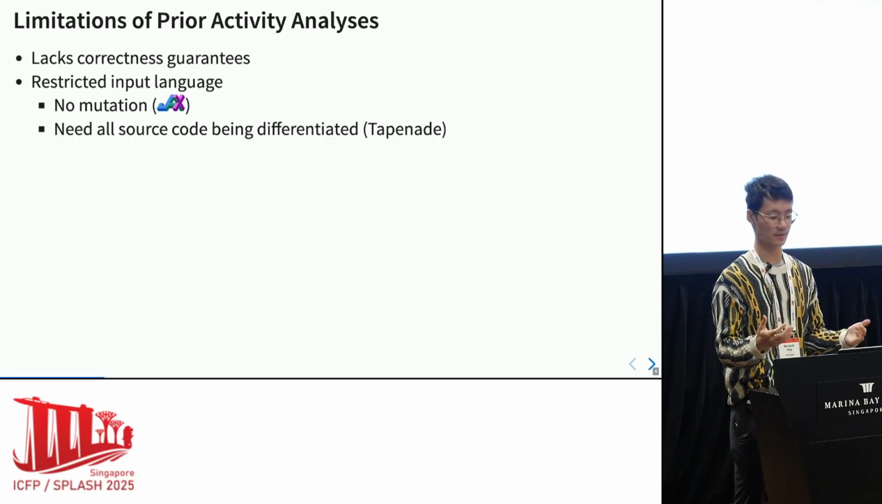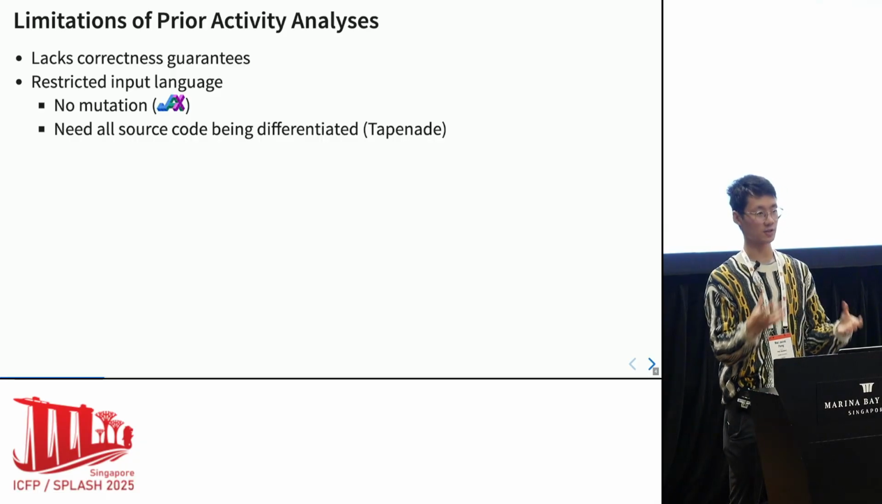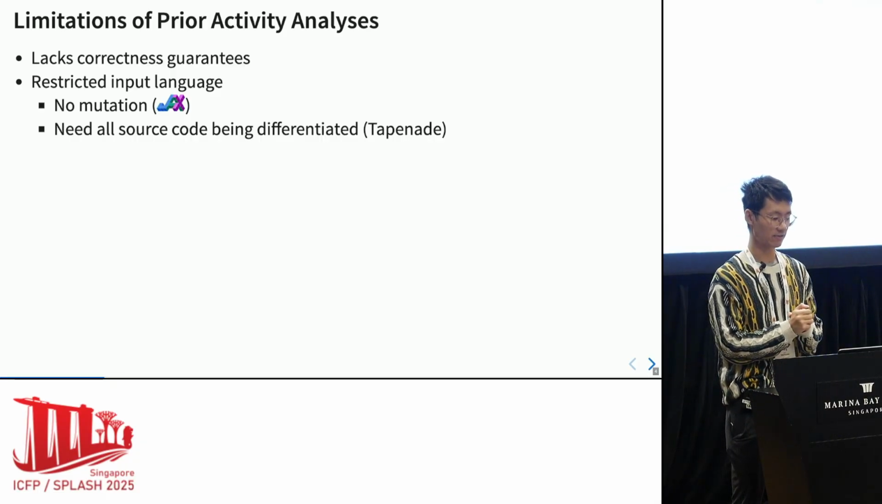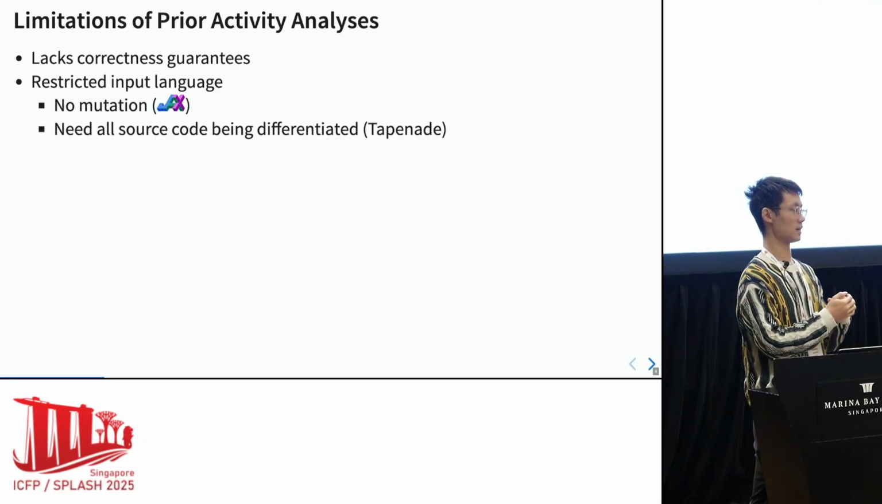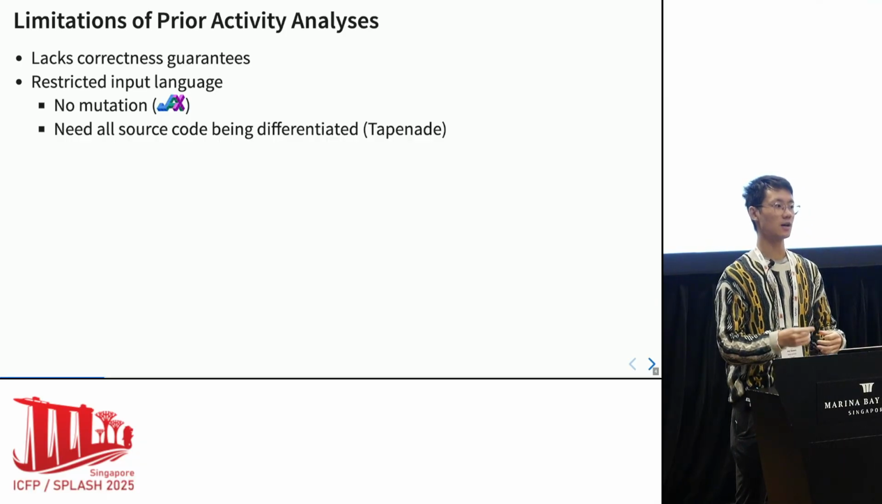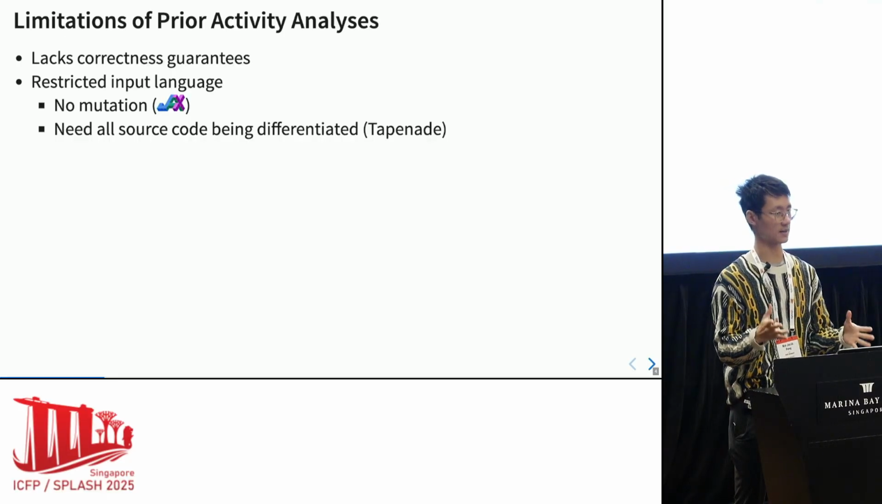There are other systems like Tapenade where you need access to all of the source code being differentiated. And then if you are missing any particular modules, like would be the case if you're differentiating black box libraries, you'll need to make very conservative guarantees, and the analysis will over-approximate these.